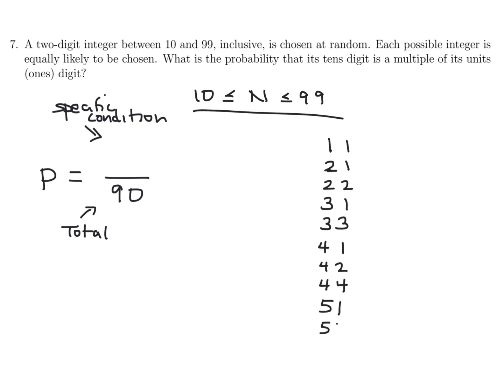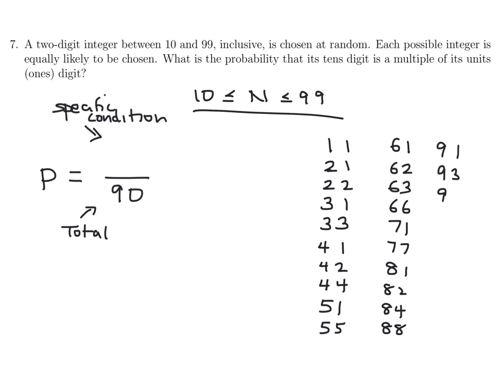5 would be 5 and 5. I think we just have to manually do this. 6: 1, 6, 2, 6, 3, and 6, 6. And then 7, 1, 7, 7. 8, 1, 8, 2, 8, 4, and 8, 8. And then 9, 1, 9, 3, and 9, 9. I think these are the only ones.